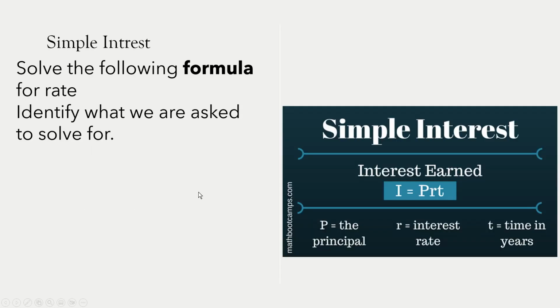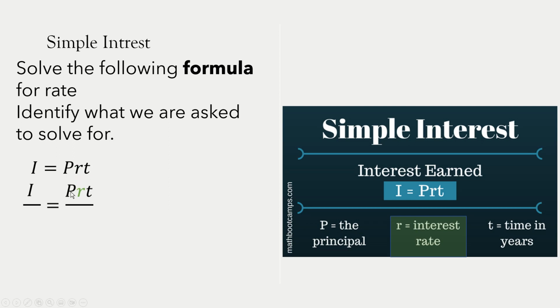All right. So, simple interest formula. Solve the following formula for rate. Right now, simple interest is I, or interest earned, is equal to the principal times the rate times the time. So we want to identify what we're asked for. We're trying to solve for rate. That's the R. So we're going to identify what we're after and solve for it. So we're going to try to solve for this R by isolating R.